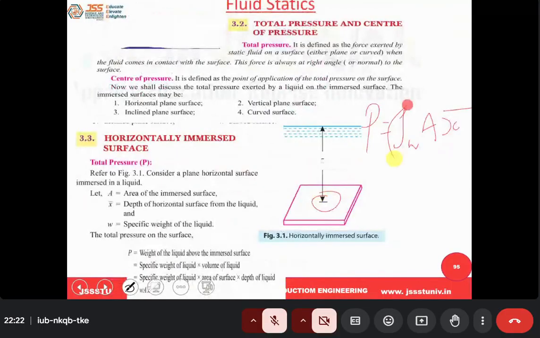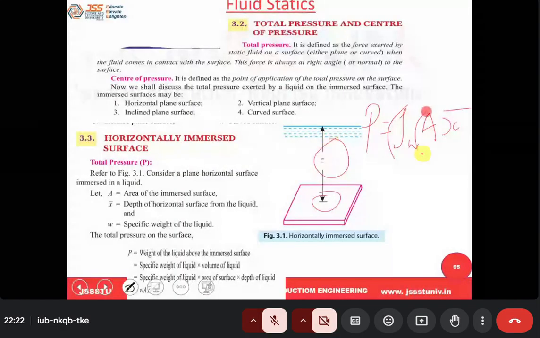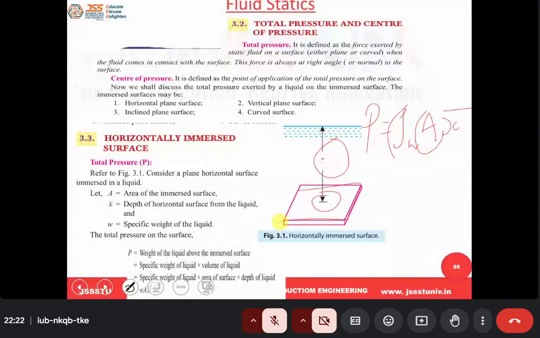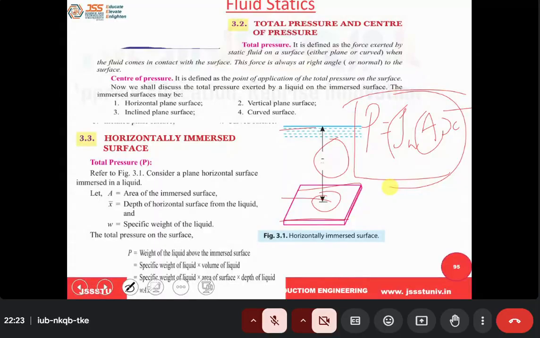ಸೊ ಇದ್ರದ್ದು ಎಷ್ಟು ಸ್ಪೆಸಿಫಿಕ್ ವೇಟ್ ಇದೆ ಫ್ಲೂಯಿಡ್, ದೆನ್ ವಾಟ್ ಇಸ್ ದ ಏರಿಯಾ ಆಫ್ ದಿಸ್ ಸರ್ಫೇಸ್, ಮಲ್ಟಿಪ್ಲೈ ವಾಟ್ ಇಸ್ ದ ಡಿಸ್ಟೆನ್ಸ್ of this surface, horizontal surface from the free surface of the fluid. So if you multiply these two, you'll get a total pressure. So all these three are directly proportional. If density increases, weight density, then also the pressure increases. If area of the body increases, then also pressure increases. Whereas distance also, depth also increases, obviously the pressure is also going to increase.